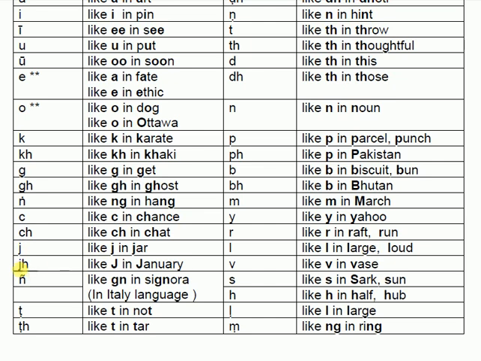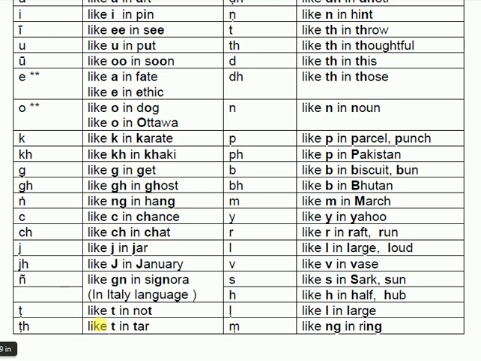Then J. J is pronounced like J in jar. And JH is pronounced like J in January. And this N with a curve mark on top is pronounced like GN in signore, signora. This signor is a word from the Italian language, not English. So this N with the curve mark on top is nya.